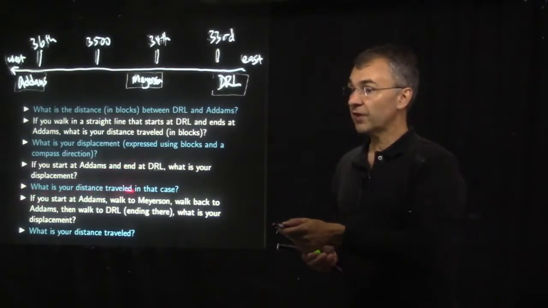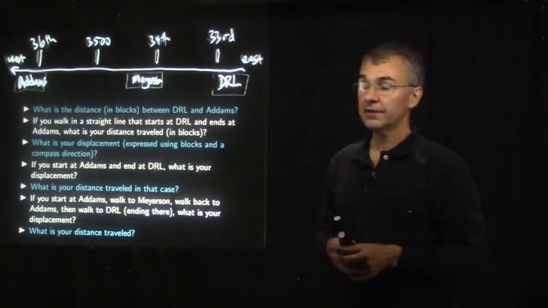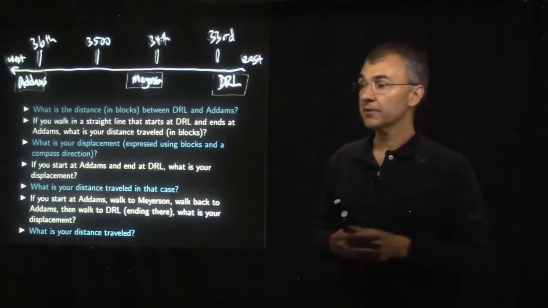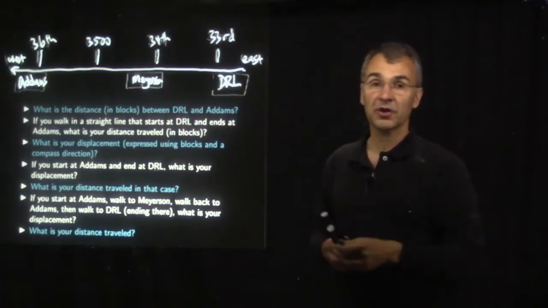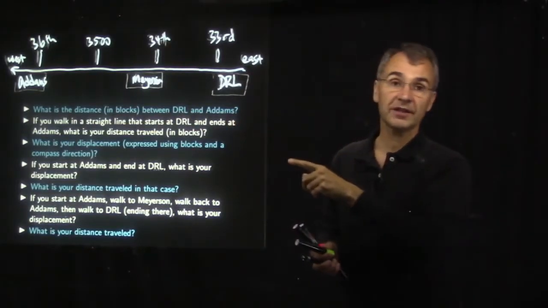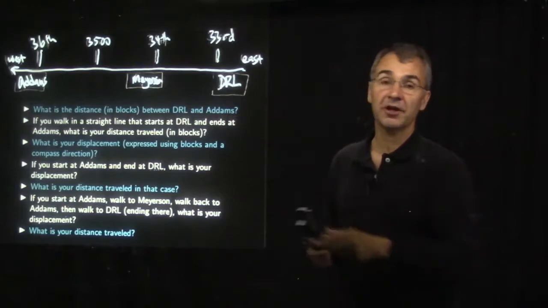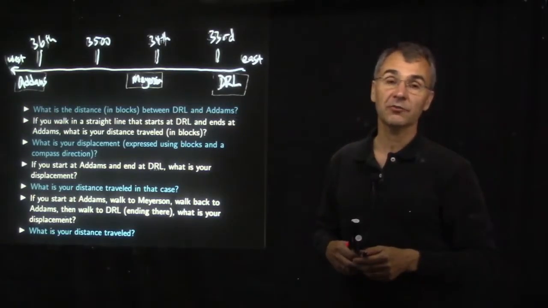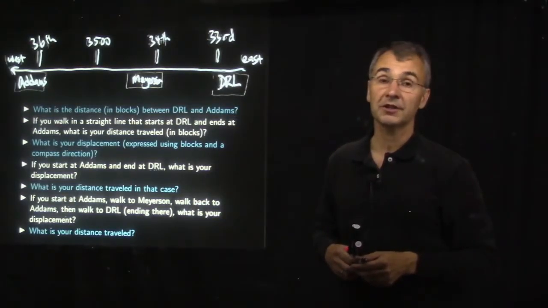What is my distance traveled in that case? Well, it's 3 blocks. So in the first case, my displacement was 3 blocks west. In the second case, my displacement was 3 blocks east. In both cases, my distance traveled was 3 blocks.